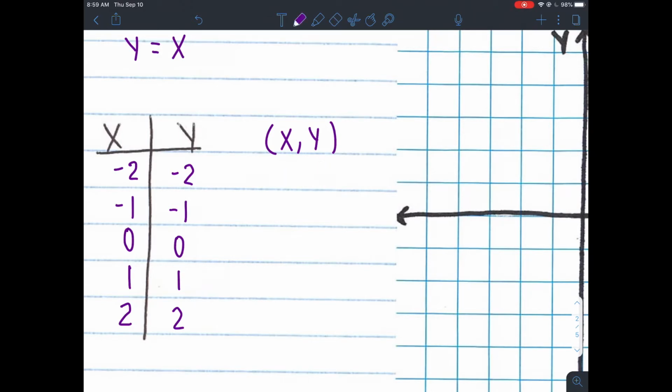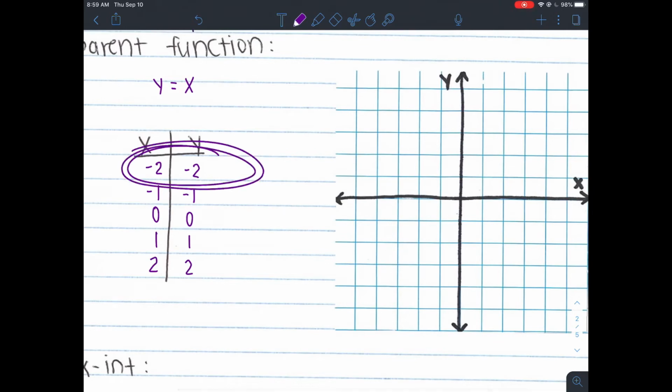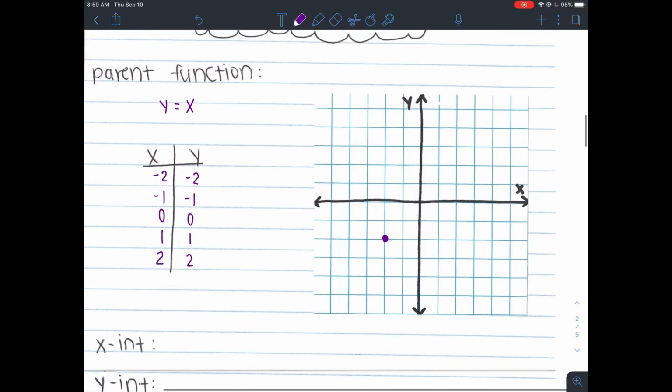So anything that's negative, you would go in the negative direction. Anything that's positive, you go in the positive direction. So for -2, -2, our very first ordered pair here, I would go to the x direction first, so it would be left 2, and then the y direction, which would be down 2. So -2, comma, -2 would be located right there.